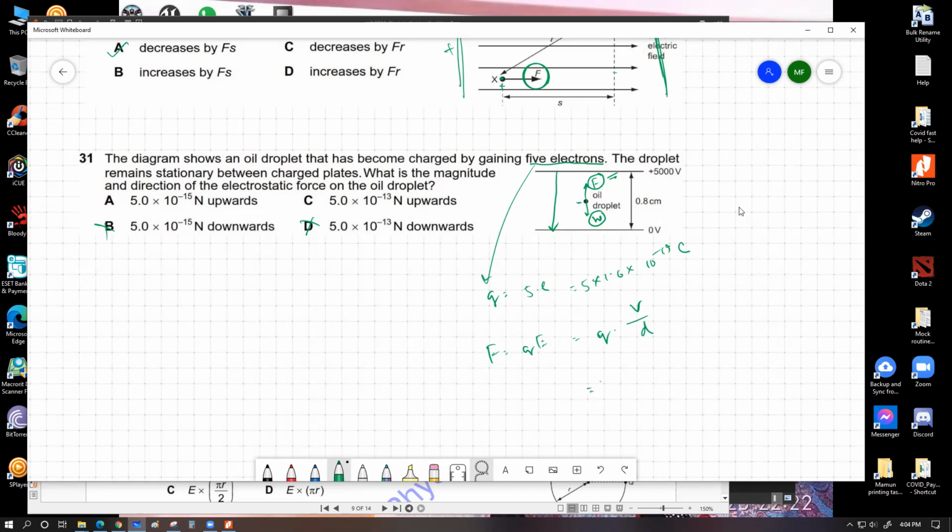So if I place all these values: 5 times 1.6 times 10 to the power minus 19, times 5,000, divided by the distance 0.8 centimeter, which means 0.8 times 10 to the power minus 2. Place everything in the equation in your calculator and find the number. See what you get.